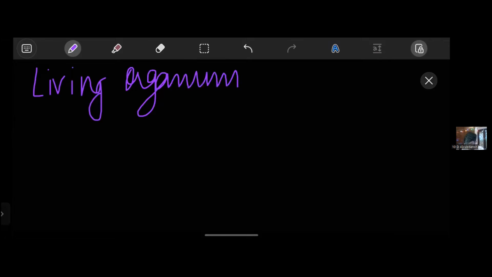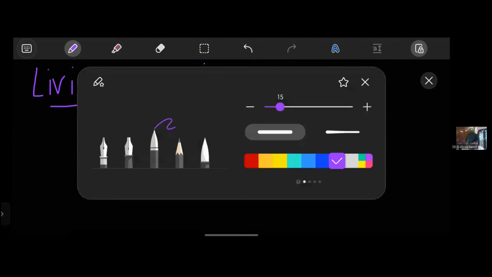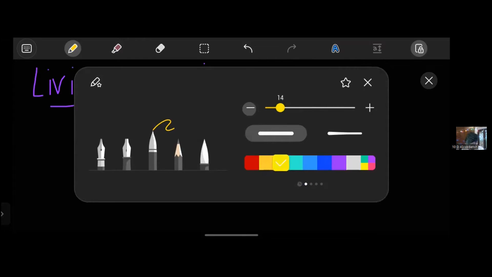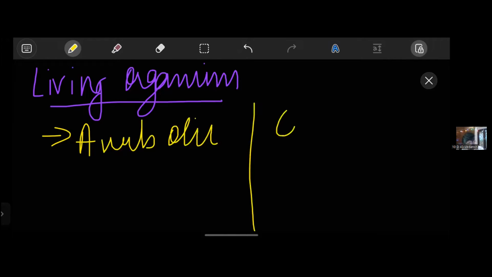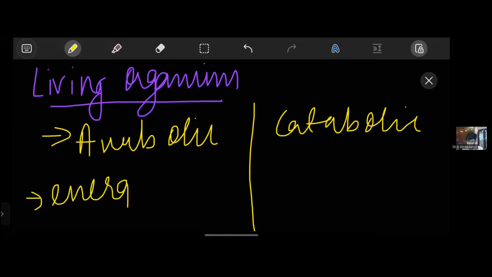Inside living organisms, there are two activities going on. First is anabolic. Sorry about the spelling. Anabolic. The other one is catabolic. What is the basic difference? See, anabolic is known as a constructive or biosynthetic process. It consumes energy. Energy leta hai.